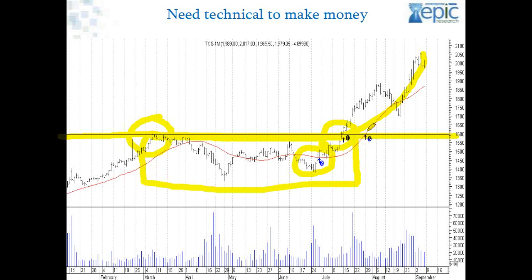So if a trader is able to judge the correct entry and exit point of the stock or a commodity, he can make much more money as compared to the bad timing of the market.